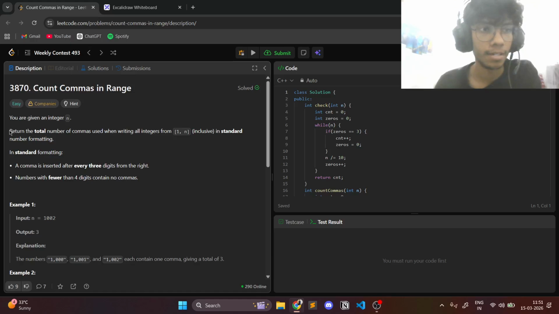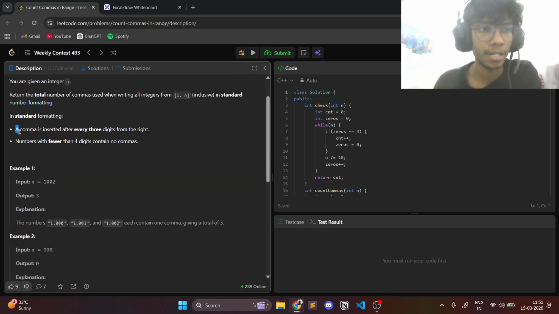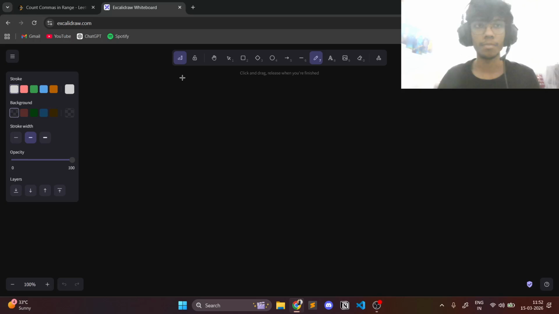It says that you're given an integer n. Return the total number of commas used when writing all the integers from 1 to n inclusive in standard number formatting. In standard formatting, a comma is inserted after 3 digits from the right. Numbers with fewer than 4 digits contain no commas. So basically, we have been given this upper bound n, and from 1 to n, we need to calculate how many commas we have in total, right?